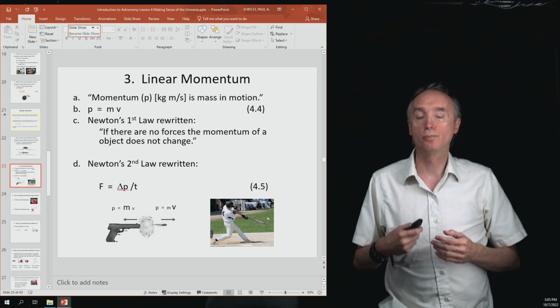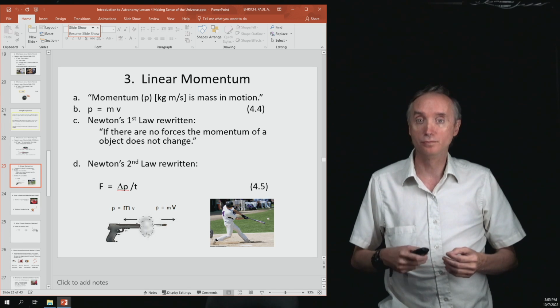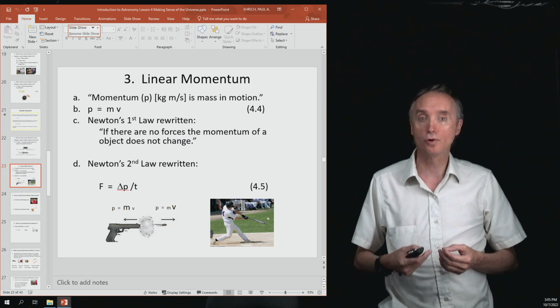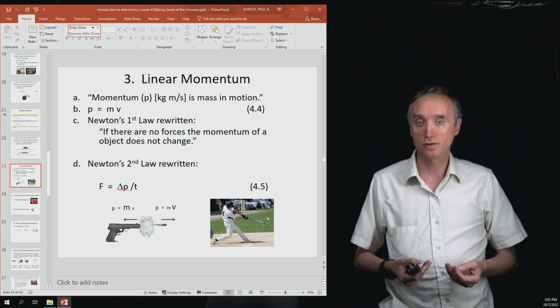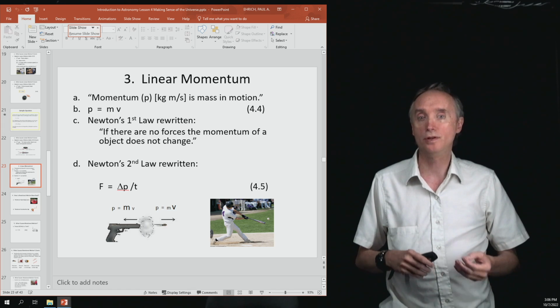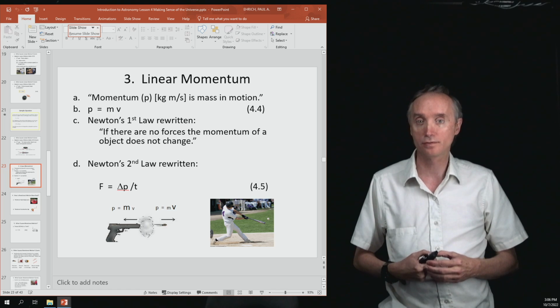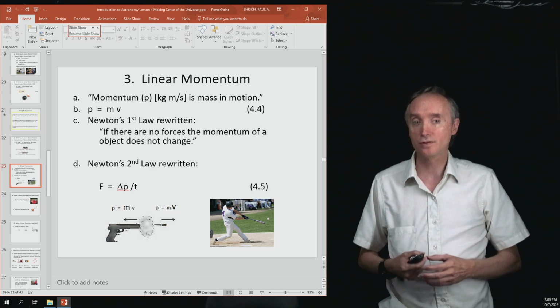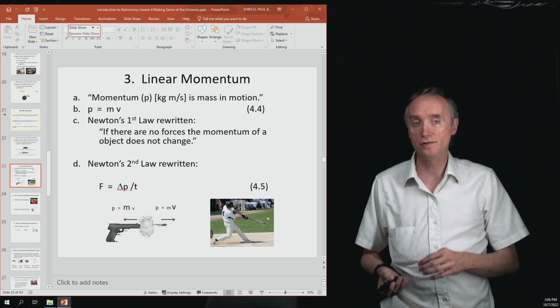We abbreviate linear momentum with the letter P, and its formula is P is equal to mv. So you take the mass of an object, you multiply by its speed, and that will be the momentum of that object. If it's not moving, how much momentum does it have? It would be 0, because 0 times anything would be 0.